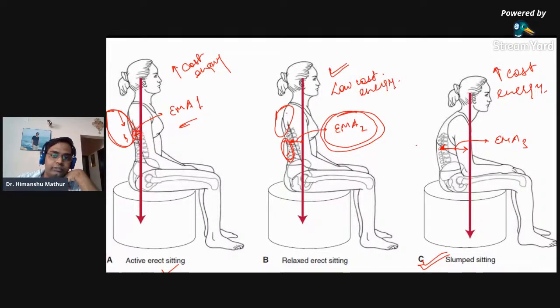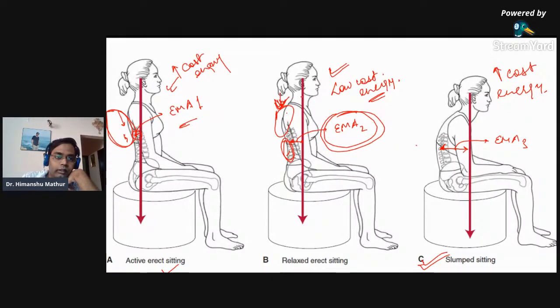Okay, because it is being seen that in this position also, muscles like latissimus dorsi and erector spinae are working. There are electrical activities being recorded in this position. So if they are working, it is a high cost energy. Now, although there will be work in this position also, there will be quite a lot less work done by those muscles here.